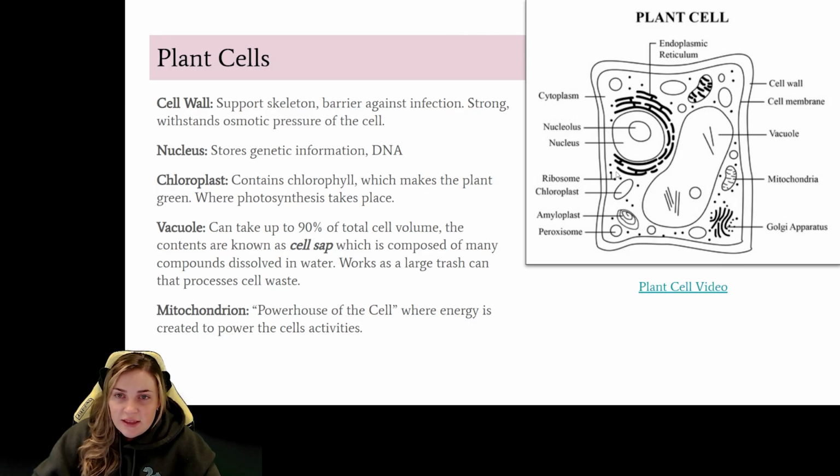So just a couple of the very basic things inside of a plant cell. We have our nucleus, which stores genetic information, DNA for reproduction, right? We have the chloroplast, which if this was a colored cell chart, this would be green, right? The chloroplast contains chlorophyll. That's what makes the plant green, and that's where photosynthesis takes place, so that's the part where we generate energy from light. Then we have the vacuole, which can take up to 90% of the total cell volume. That's this big contraption here in the center of this diagram. It's a trash can. It holds a lot of dissolved compounds in water. It's also known as cell sap. So this can be a large part of the plant cell. And then we also have the mitochondrion, which is the powerhouse of the cell, of course, where energy is created to power the cell's activities, right? So lots of cool things there.